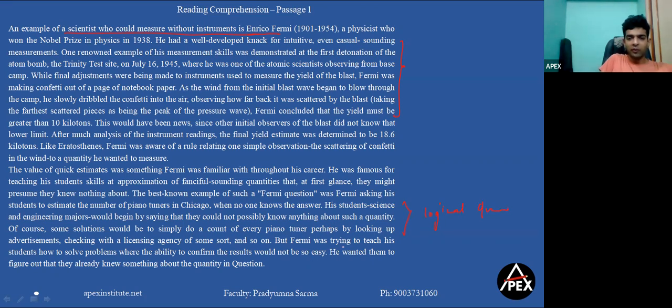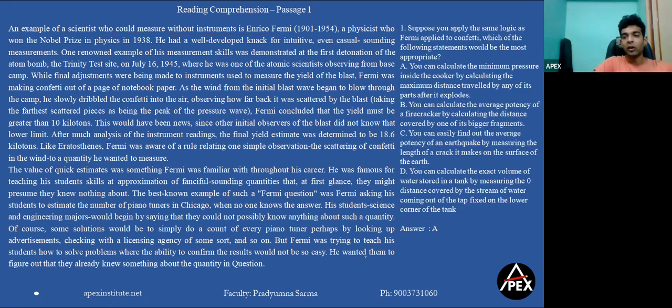But Fermi was trying to teach his students how to solve a problem where the ability to confirm the results would not be so easy. He wanted them to figure out that they already knew something about the quantity in question. So basically, even without knowing anything, he wanted them to understand that they knew something about this case, and with intuition, they can bring out the answer.